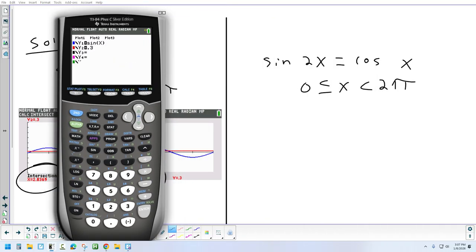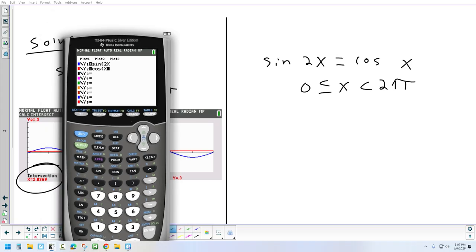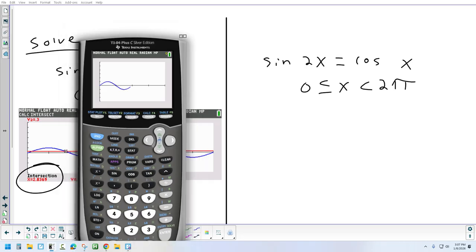Okay, let's look at this one. What would go in y1 this time? Sine 2x. And y2? Cosine x. Window is exactly the same as last time, so we don't have to adjust it. And how many answers would we get in that window? 5.